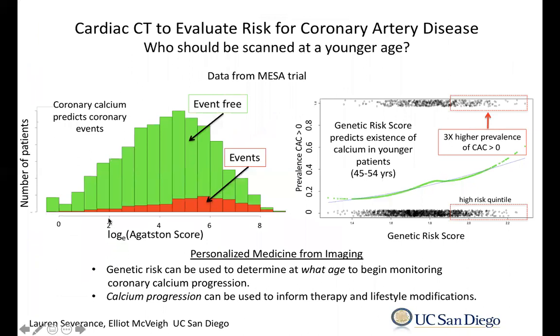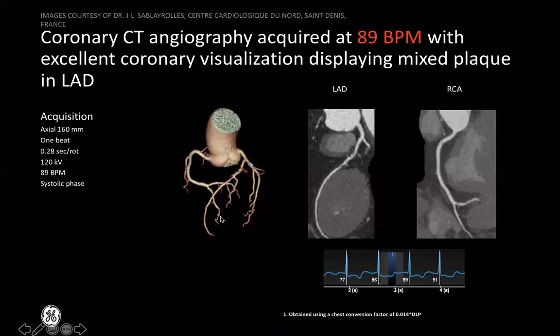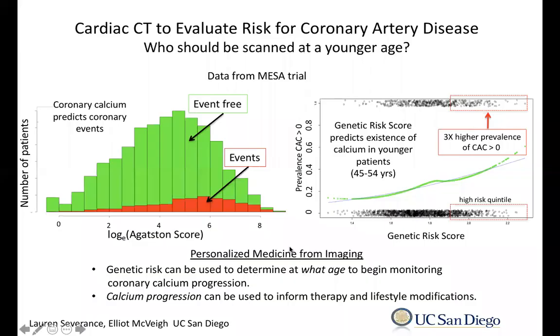Having a high calcium score has been shown over and over again to predict having events. The red bars here are the number of events in this group that has a calcium score of, on the log scale, about 5.5. The ratio of people with events to non-events at that calcium score is much higher than when you have a lower calcium score.